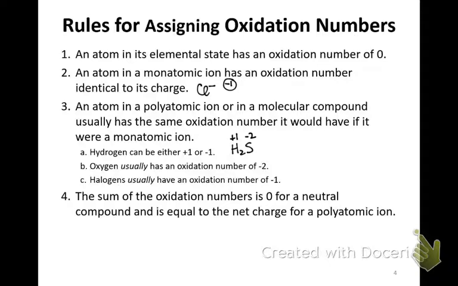It can also be 0 or -1. And halogens, like chloride, usually have an oxidation number of -1, but they can be different. There are more exceptions to that. And remember that all of those oxidation numbers have to add up to 0 for a neutral compound, or whatever the net charge is.